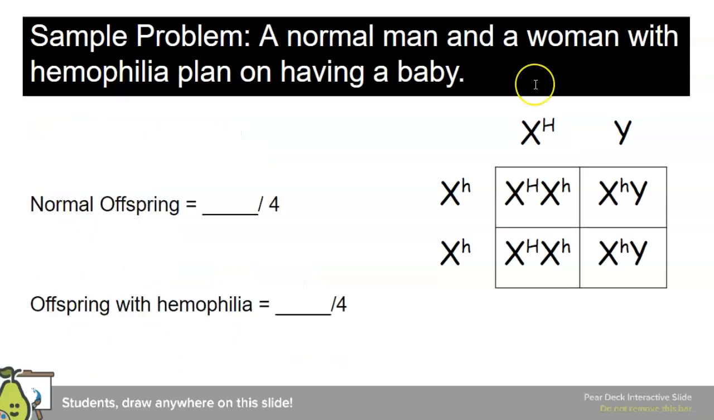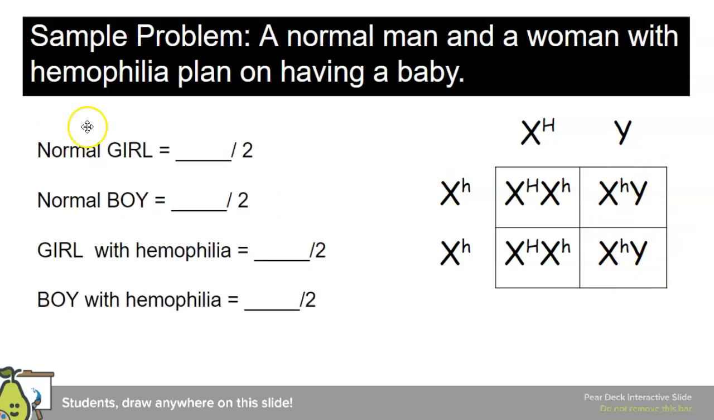If we take a look at the normal offspring, we've got to see whether any of them have capital letters. If they have a capital letter, they're going to be normal. See how these two have capital letters? They're going to be normal, so that would be 2 out of 4 normal. How many are going to have hemophilia? These guys don't have a normal capital letter, so they're going to have hemophilia. That would be 2 out of 4.